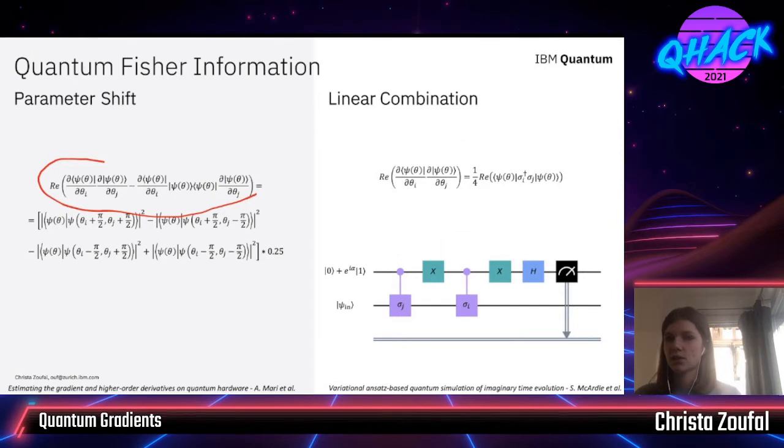For the linear combination approach, we can see again that this is written as the real part of a gradient expression. Now, in the circuits before, we've already seen that this helps us to compute the real part of a particular expression. And to integrate, again, this expression, we evaluate our state gradients and plug the respective unitaries into the circuit in a controlled manner.